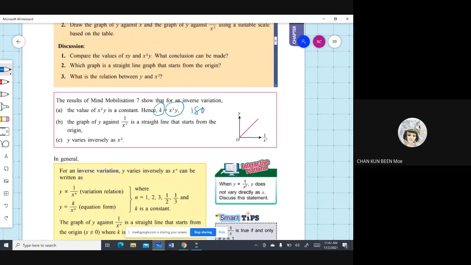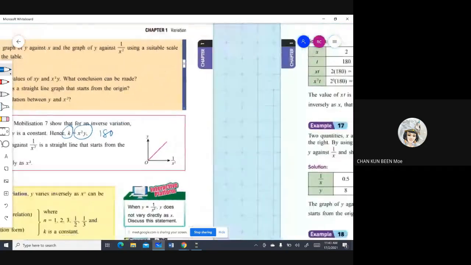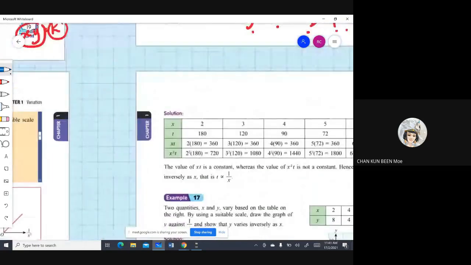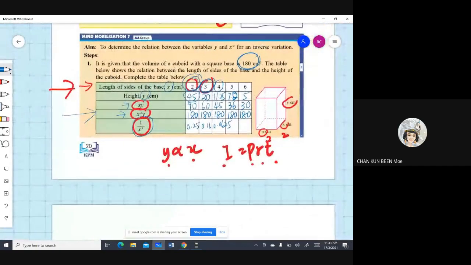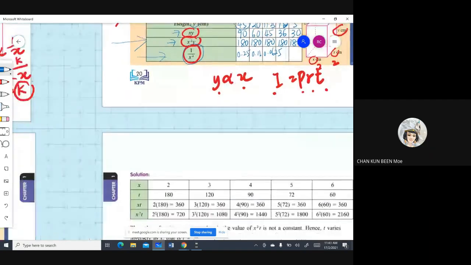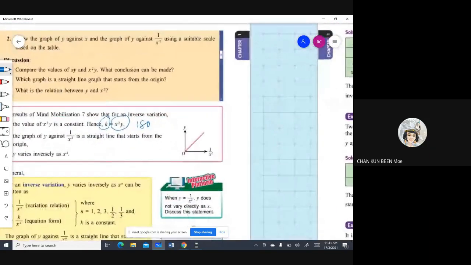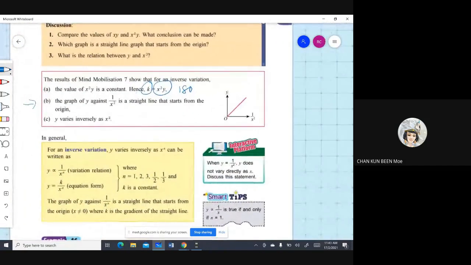Okay, and then for B, the graph of y against 1 over x is a straight line that starts from the origin. So you can look at y against 1 over x. This part here: when the value of y is decreasing, the value of 1 over x is also decreasing. That's why you get a straight line that starts from the origin. When you have that, it means y varies inversely as x squared. Okay, this is the answer. Are you okay?